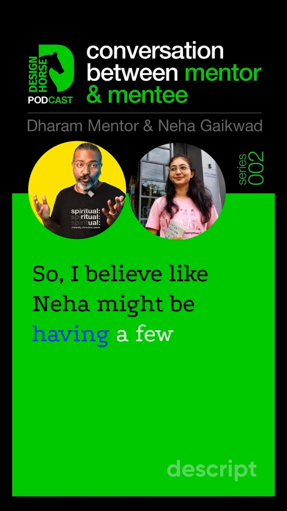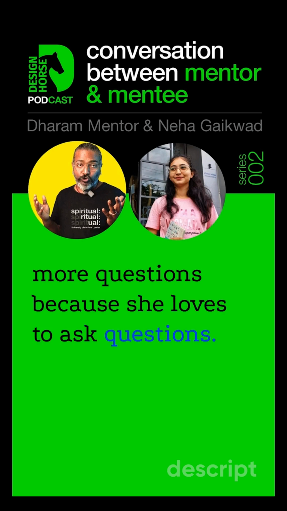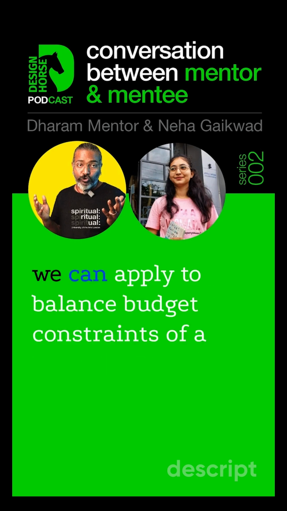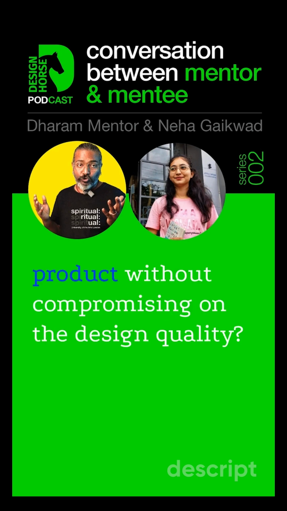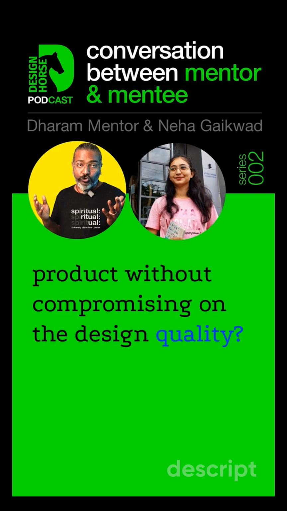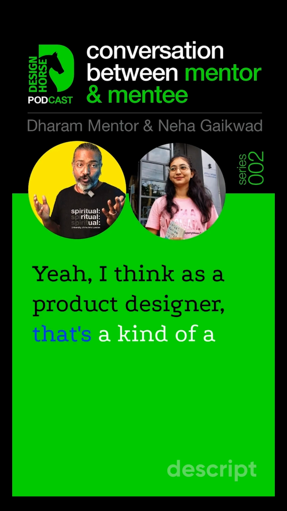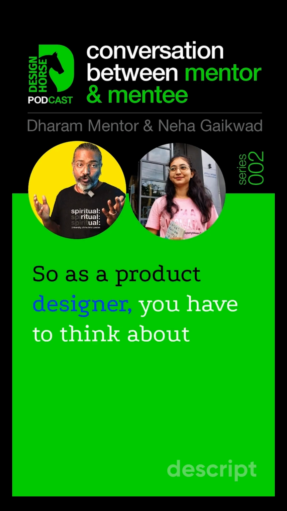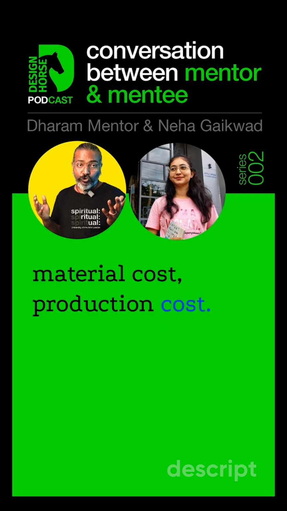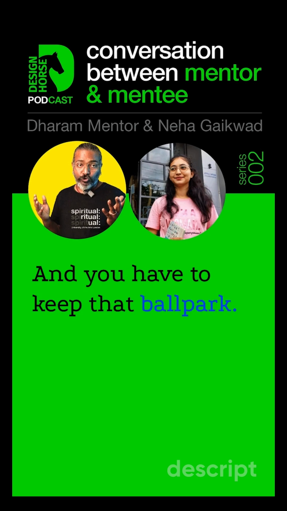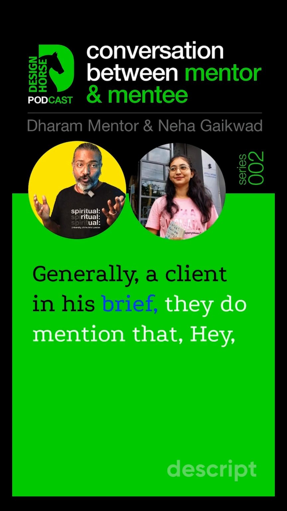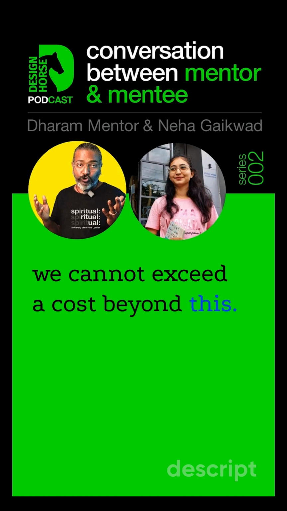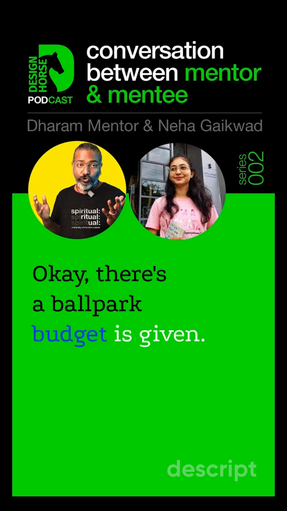So I believe Neha might have a few more questions because she loves to ask questions. Sure. My third question is, while designing a product, what type of strategies can we apply to balance the budget constraints of a product without compromising on the design quality? Yeah, I think as a product designer, that's a core thing because you need to make things tangible. As a product designer, you have to think about material cost and production cost, and keep that in the ballpark. Generally, a client in his brief does mention that, hey, we cannot exceed a cost beyond this. There's a ballpark budget given.